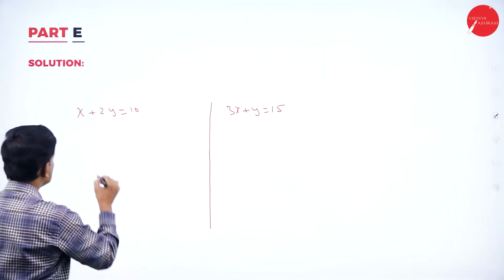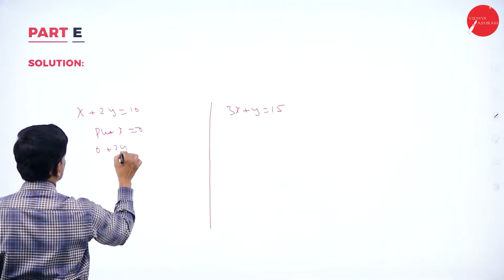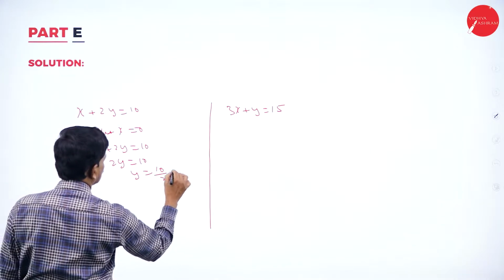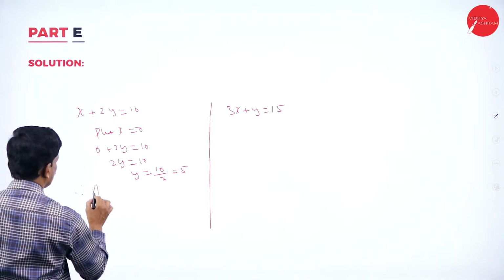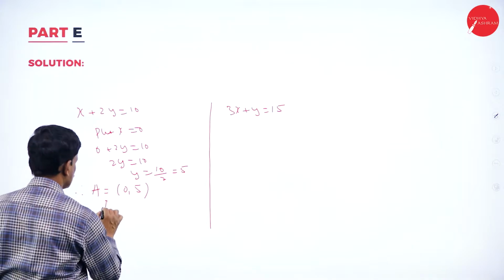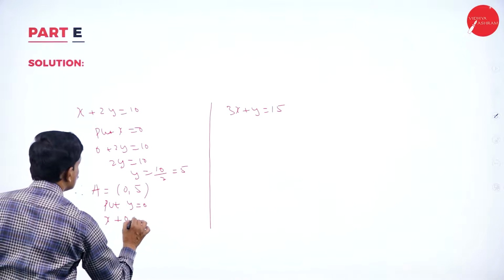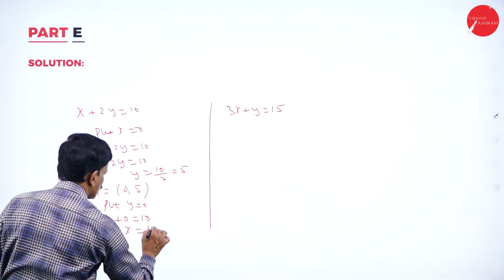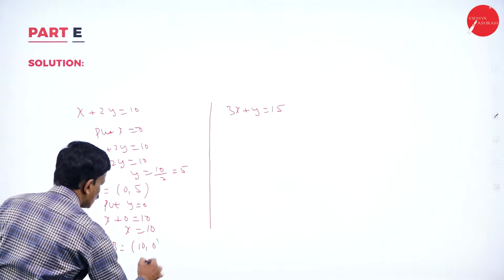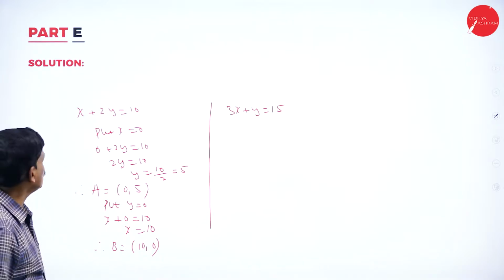Now just put x is equal to 0. Then this is 0 plus 2y is equal to 10, 2y is equal to 10, y is equal to 10 by 2, that is 5. So therefore the first point, A is equal to 0 comma 5. Now put y is equal to 0. Then this is x plus 0 is equal to 10, x is equal to 10. So therefore the coordinates of B is 10 comma 0. So these are the points for the first line, x plus 2y.